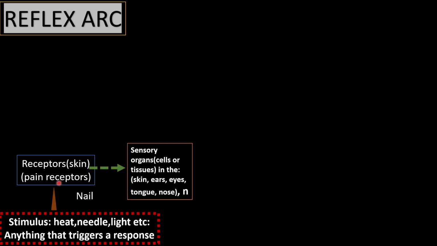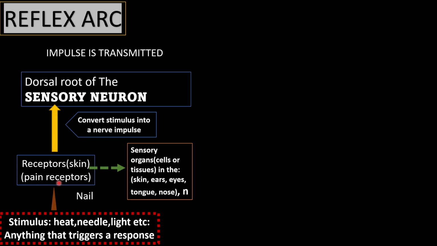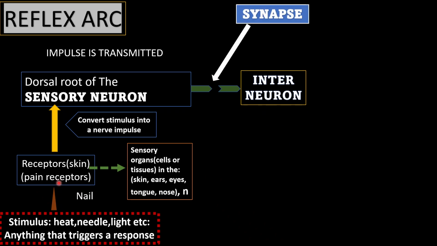And then there it is. These are your sensory organs. It can be your skin, your eyes, your ears, your tongue, your nose. These structures, these sensory organs, will convert it into a nerve impulse. And then this nerve impulse is transmitted via the dorsal root of the sensory neuron, and then it goes straight across a synapse to the interneuron.